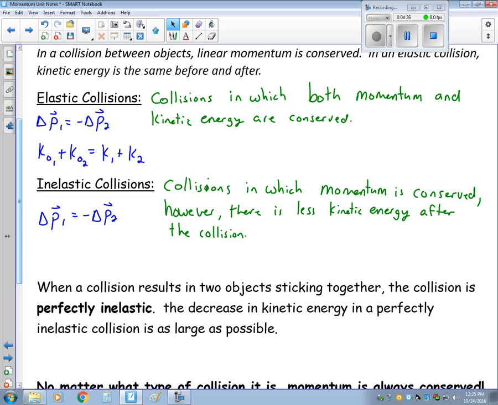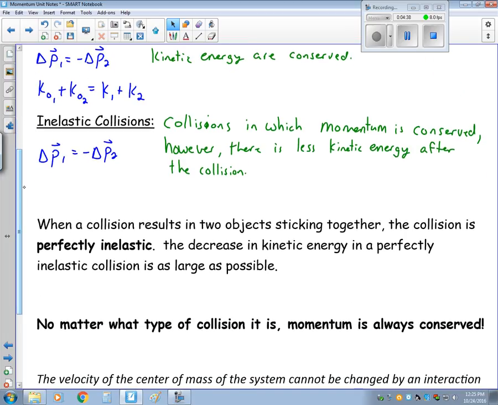Now, when two objects are colliding and that collision results in the two objects being stuck together, we say the collision is perfectly inelastic. Then the decrease in kinetic energy from a perfectly inelastic collision is as large as it possibly can be. That's not to say that we're losing all kinetic energy. It's just that the decrease in kinetic energy is as large as we can get.